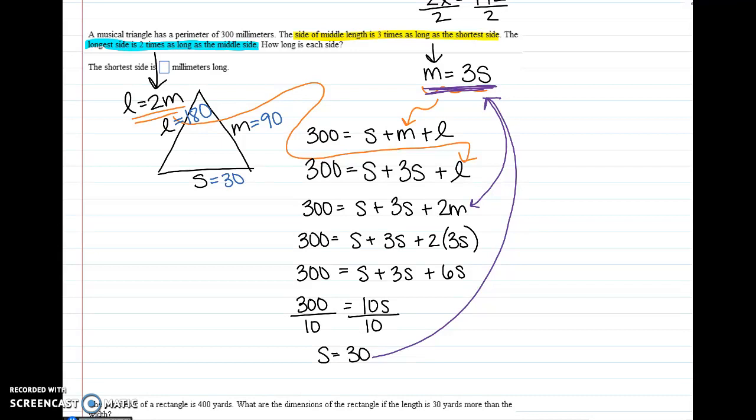And if I add 30 and 90 and 180, do I get 300? Yes, I do. So good job. We have found the length of all 3 sides.